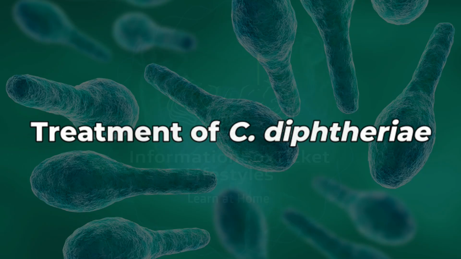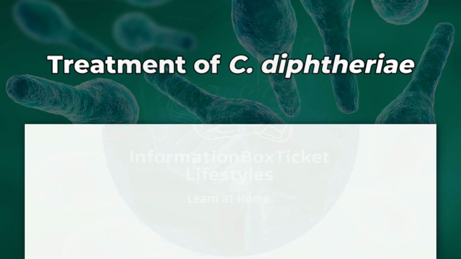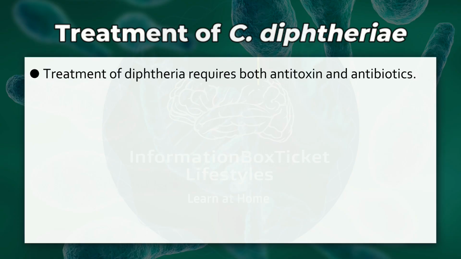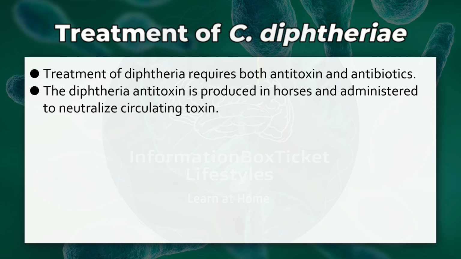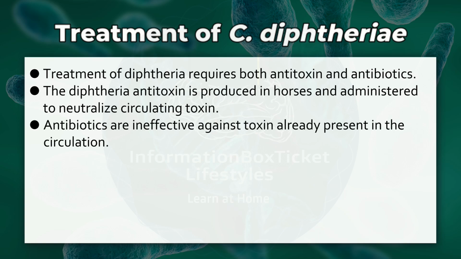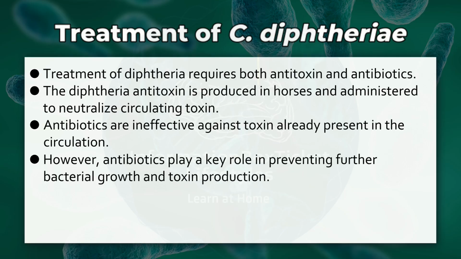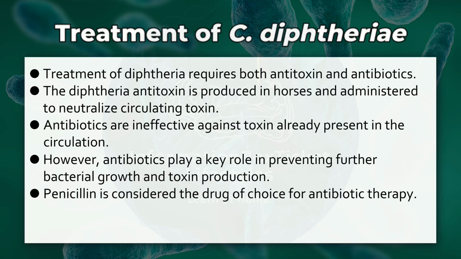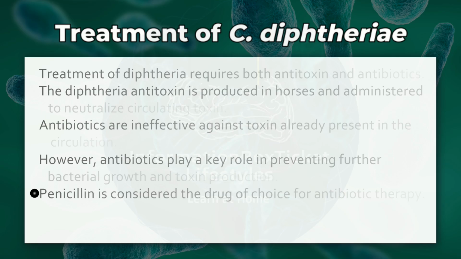Treatment of Corynebacterium diphtheriae. Treatment of diphtheria requires both antitoxin and antibiotics. The diphtheria antitoxin is produced in horses and administered to neutralize circulating toxin. Antibiotics are ineffective against toxin already present in the circulation. However, antibiotics play a key role in preventing further bacterial growth and toxin production. Penicillin is considered the drug of choice for antibiotic therapy.